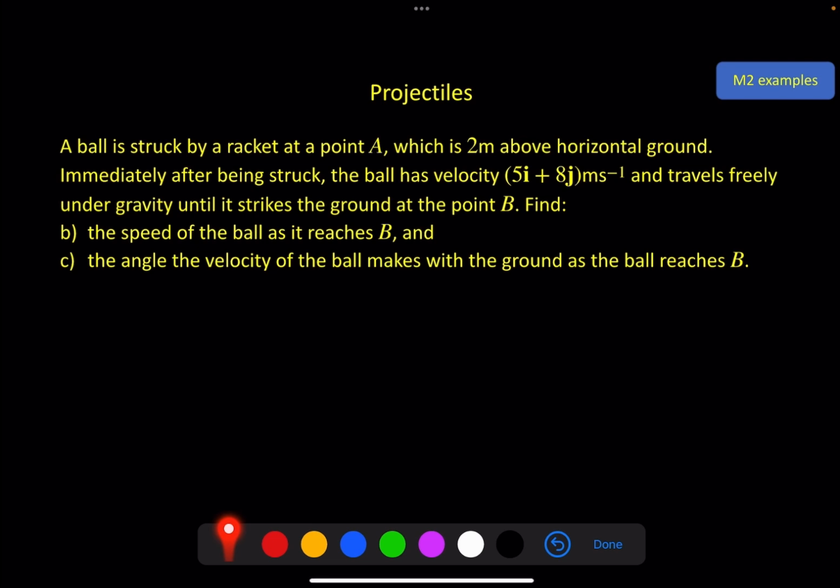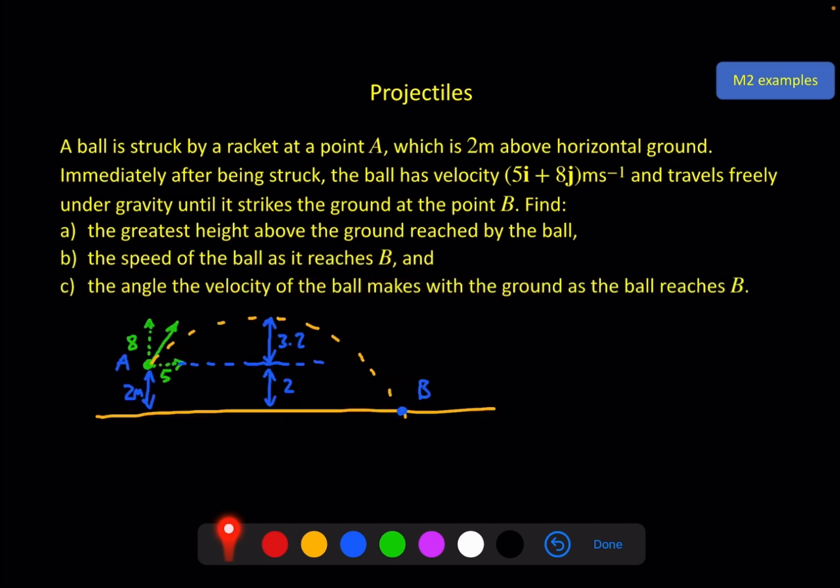Part B, the speed of the ball as it reaches B, and also the angle of velocity the ball makes with the ground as the ball reaches B. Now these two kind of come together because they're both talking about the velocity as it hits the ground. So if I skip back to the diagram, that is when it's coming down here and it is hitting the ground with a certain velocity this way. As with the initial velocity, to find this velocity, you put together the i and the j component, and then you can use the inverse tan to find the angle.